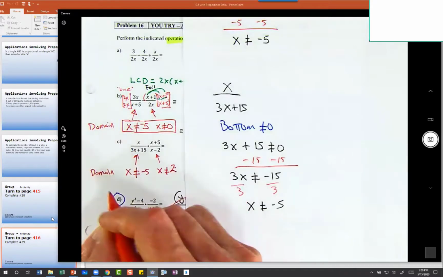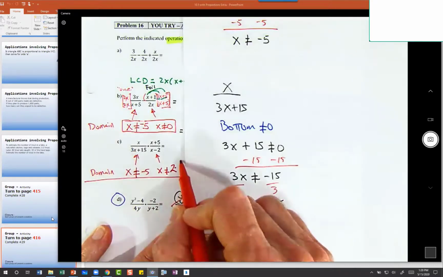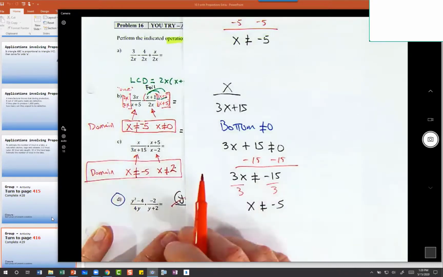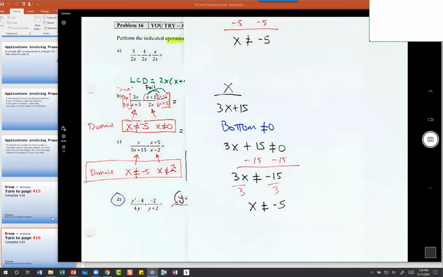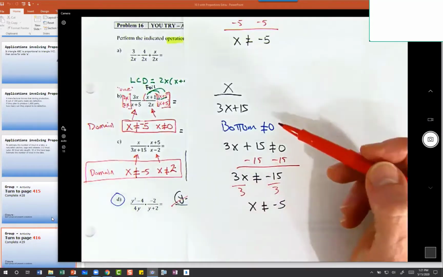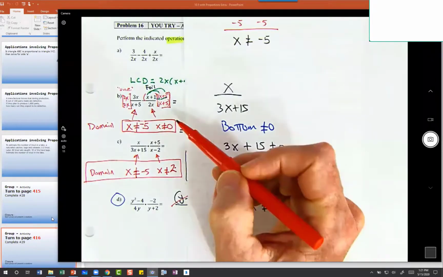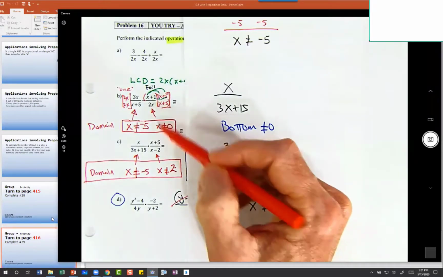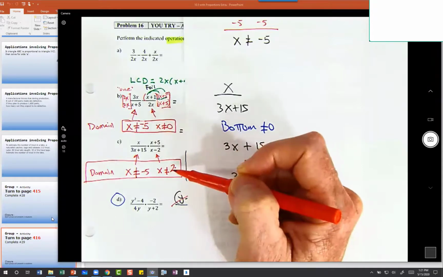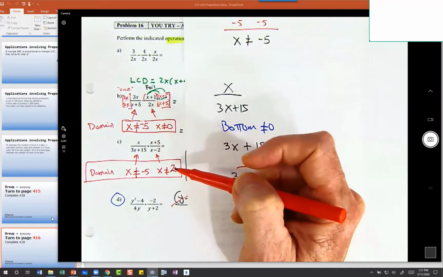So basically, we're setting the denominators to 0 to find what x cannot equal. Exactly. Solve the bottom for 0, and those are the bad x's, and you're going to throw out those bad x's. So if it's kind of harder, you may have to actually do the algebra solving to figure them out. But if they're kind of easy, like 2x or x minus 2, you can just figure it out in your head intuitively.